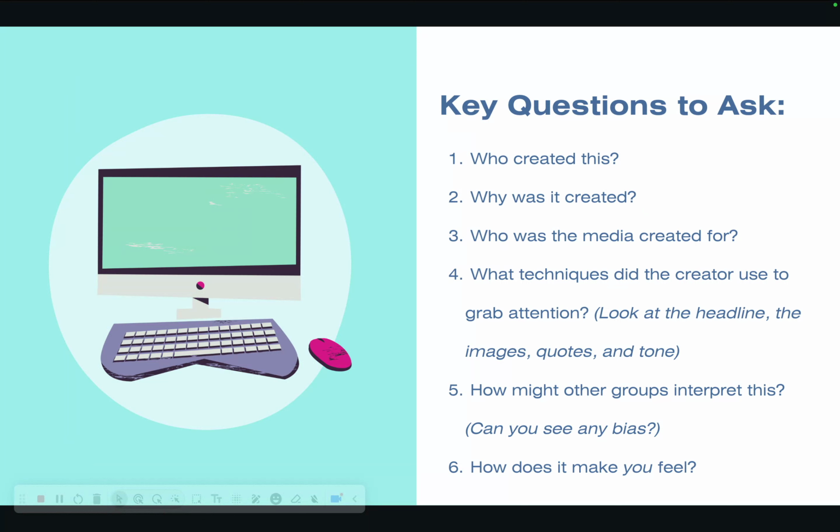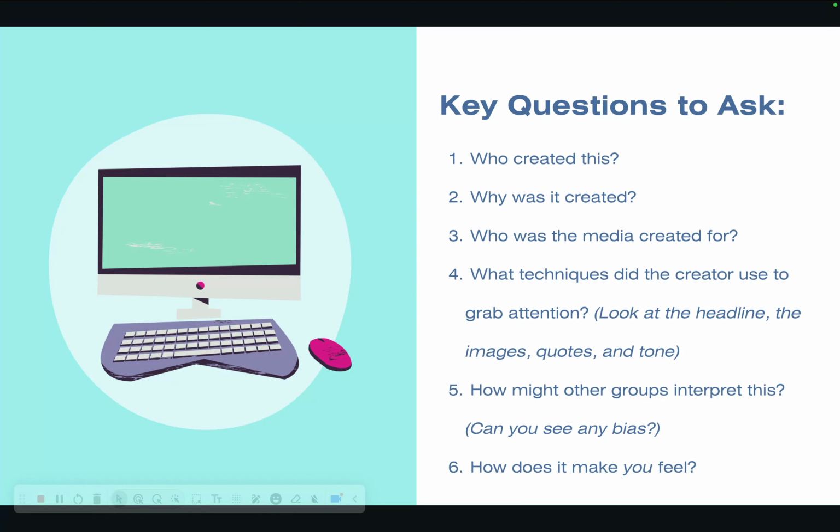Number four, what techniques did the creator use to grab the attention of the audience? So whenever you're looking at a media post, look at the headline. What are the words being used here? If it's a social media post, what images are being used? What quotes are being used? Like what parties are these quotes being obtained from? What is the tone of the text here?